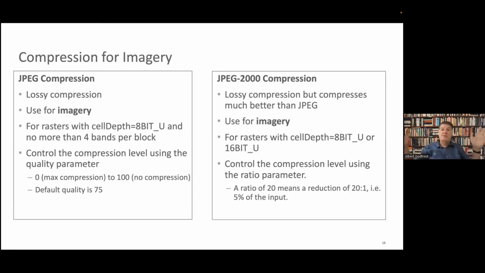Maybe you would see it if the image was really blown up on a large wall, and then you start saying, well, these pixels are a bit fuzzy. But other than that, it's okay for the kind of usage we do, which is imagery on screens and maps. JPEG 2000 compresses better, meaning it will use less space and still maintain a good level of quality.